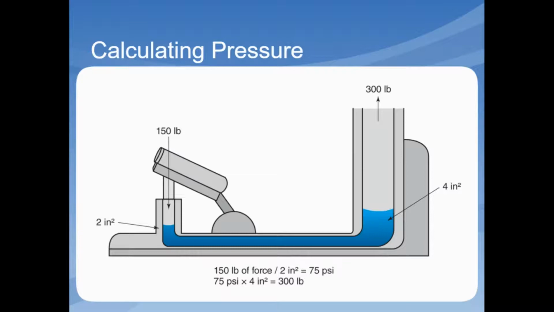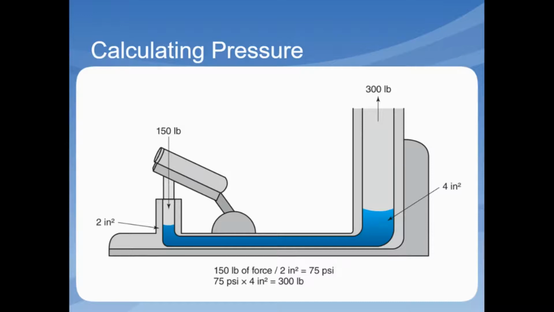As you pump the handle of the jack, the 150 pounds of force that are noted in the picture here is exerted in the input cylinder. To find the pressure, divide the force by the size of the input cylinder. For example, 150 pounds of force divided by 2 inches squared equals 75 psi. The pressure of 75 psi is then transferred to the other piston.